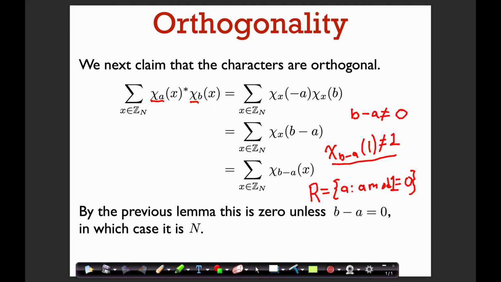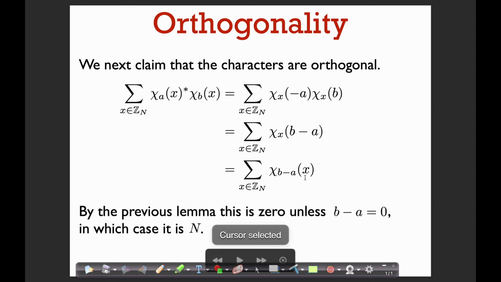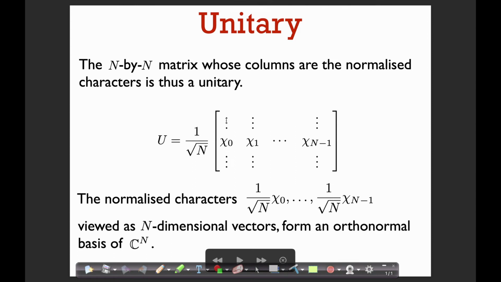Okay? So basically what we've shown here is that distinct characters are orthogonal, and the L2 norm squared of a character is capital N. Okay? So what that means is that if I take the characters and put them as the columns of a matrix, and then I normalize things by 1 over square root of n, then this matrix is going to be a unitary, okay? Because the columns of this matrix form an orthonormal basis, okay? These normalized character vectors.